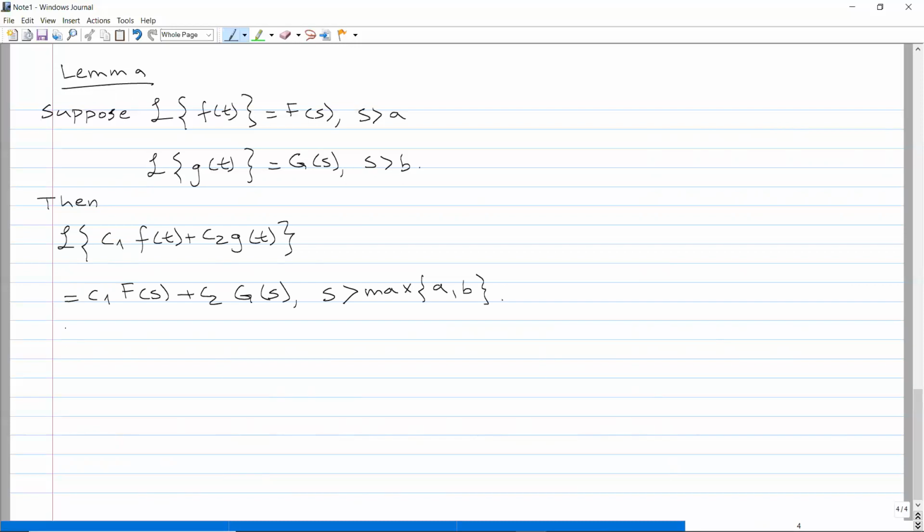Because I'm going to use this lemma, I'm not going to give the proof. For the proof, all I'm going to say is that the integral of C1 f plus C2 g is C1 times the integral of f plus C2 times the integral of g. Because of the linearity of the integrals, you have linearity of the Laplace transform. So for example 3, I'm going to use this to find the Laplace transform of the cosine function.